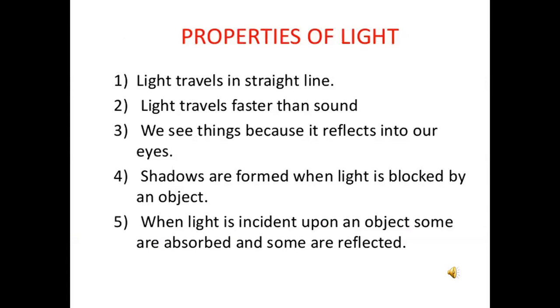Properties of light. Light travels in a straight line. Light travels faster than sound. We see things because light reflects into our eyes. Shadows are formed when light is blocked by an object. When light is incident upon an object, some is absorbed and some is reflected. These are properties of light.